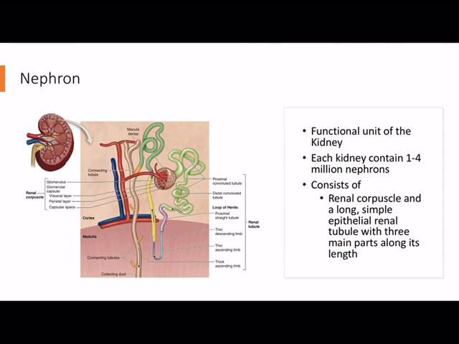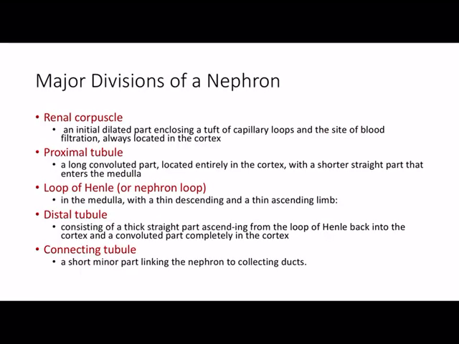Then you have your renal tubule, which will be divided into parts. So in a nephron, you have a renal corpuscle with a renal tubule. The major divisions of a nephron start with your renal corpuscle, or your glomerulus. It's an initial dilated part enclosing a tuft of capillary loops, and the site of blood filtration, always located in your cortex. Your renal corpuscle is always located in your cortex.